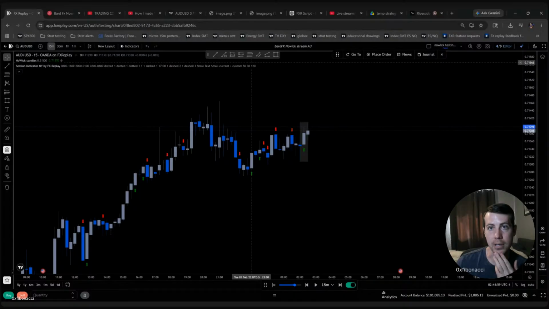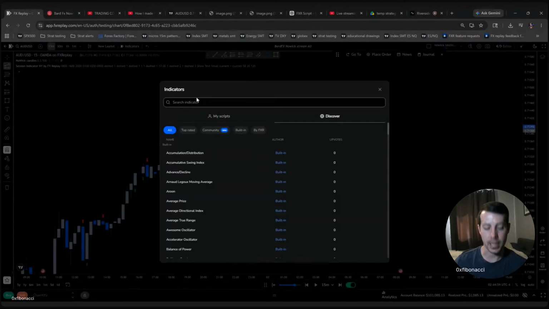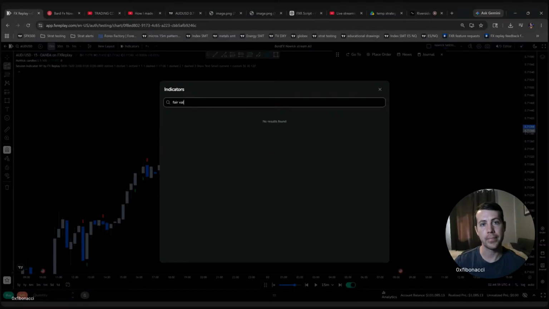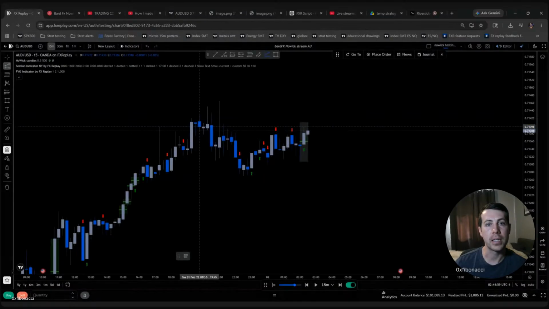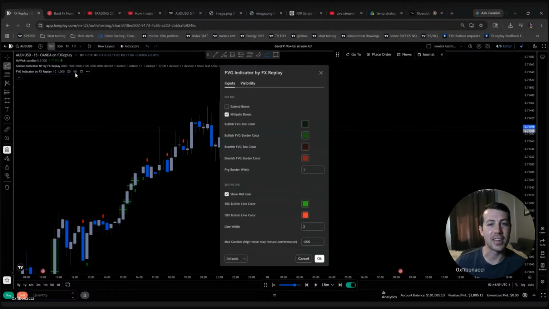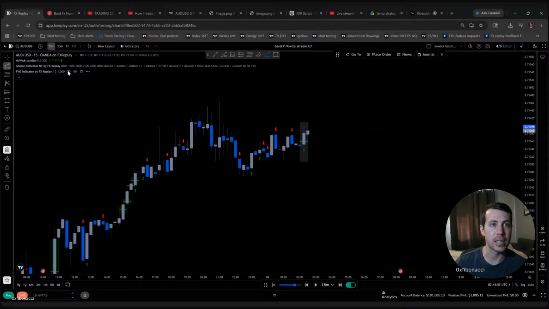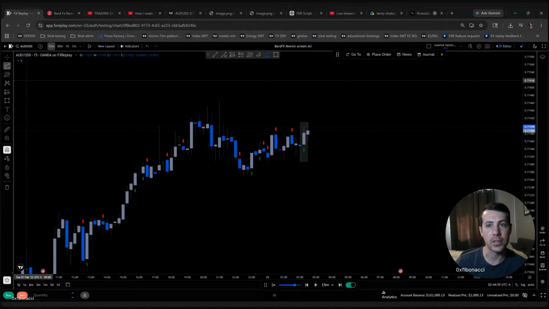Obviously, like I said, just to help you guys visualize this, you could also add FX Replay's fair value gap FVG indicator. You could add that on the chart if you want to see where these fair value gaps are a little easier. I've obviously been watching charts a lot. You could also extend them if you wanted to, but that's something you could also add to the charts for sure.